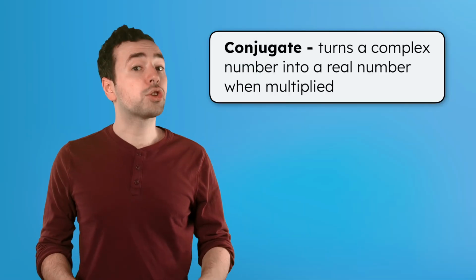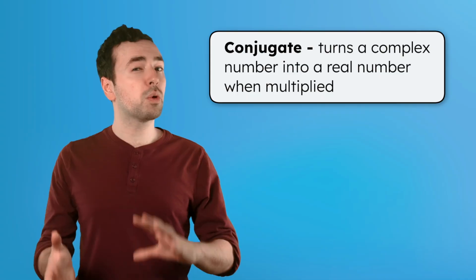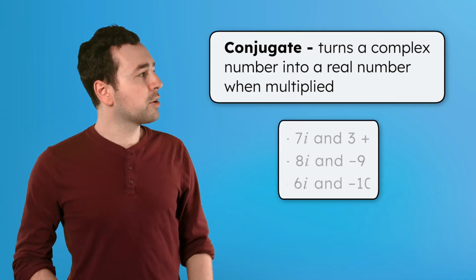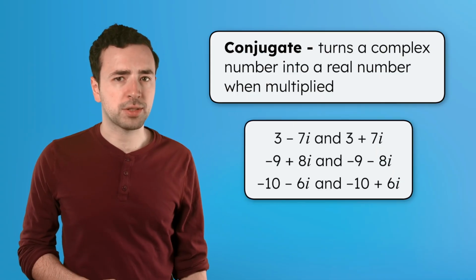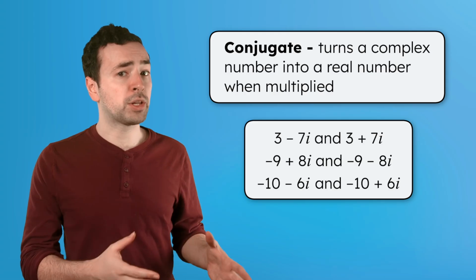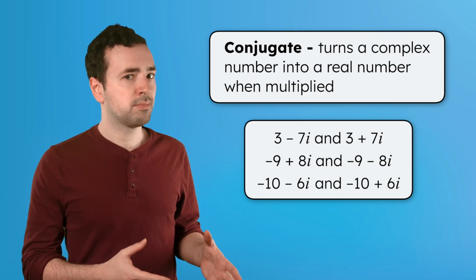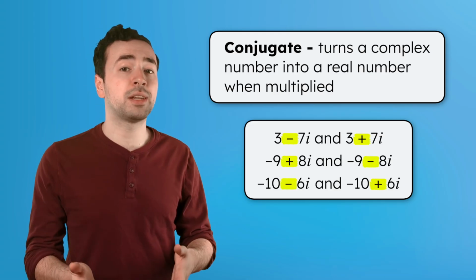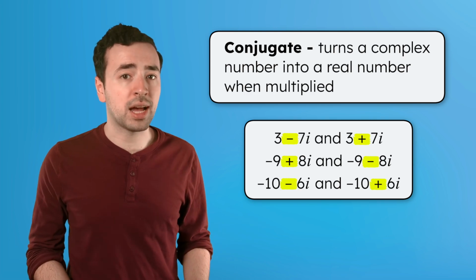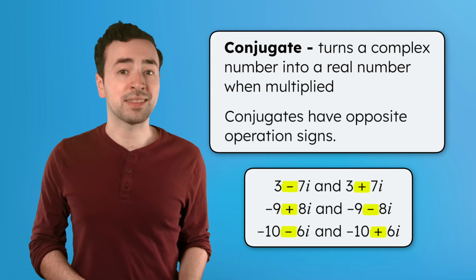A conjugate turns a complex number into a real number when multiplied. Here are three pairs of conjugates. What do you notice about their operation signs? In any pair of conjugates, the complex numbers have opposite operation signs, while everything else is exactly the same.